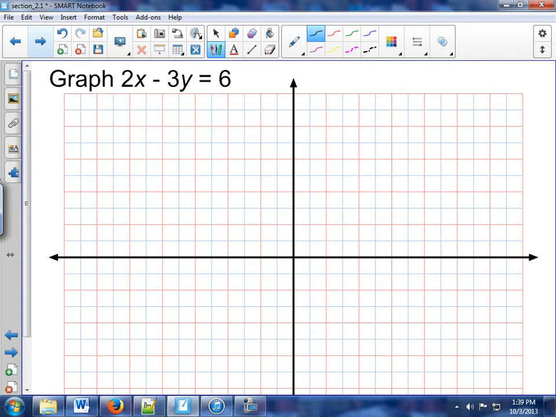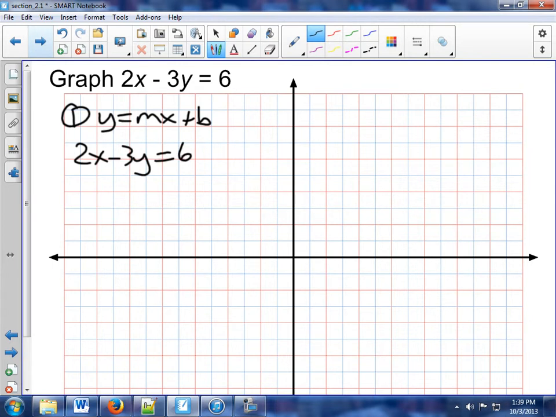Okay. Now this one seems to confuse some people. The first thing you have to do is put it into y equals mx plus b form. This is not. This is 2x minus 3y equals 6. We want it in this form, with nothing in front of the y, and x plus b. Well, the first thing I have to do is move the 2x over. Why is it plus 6? It's a positive 6.